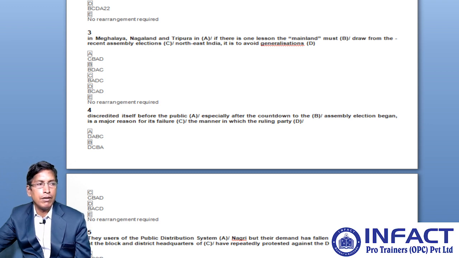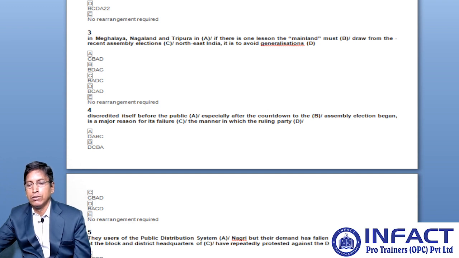Discredited itself before the public, especially after the countdown to the assembly election began, is a major reason for its failure, the manner in which the ruling party. So what could be the sequence? Is it DABC or DCBA or CBAD or BACD? If you see, the only valid first fragment is fragment D, the manner in which the ruling party, followed by A, discredited itself before the public, followed by B, especially after the countdown to the following assembly election began, is a major reason for its failure.